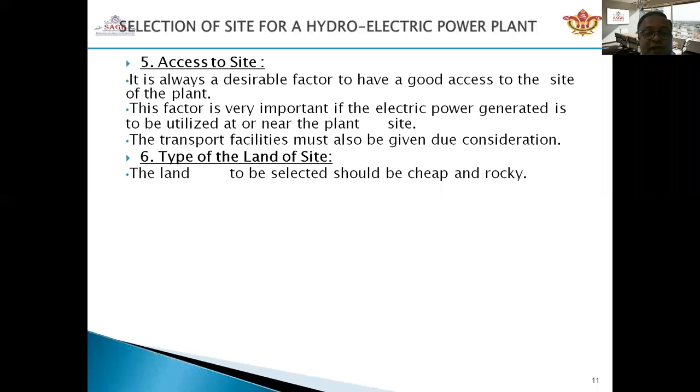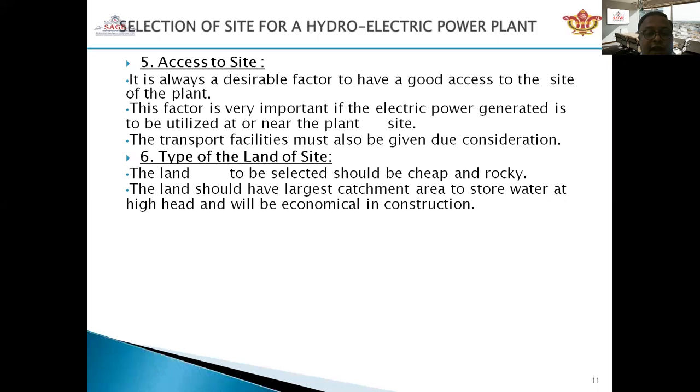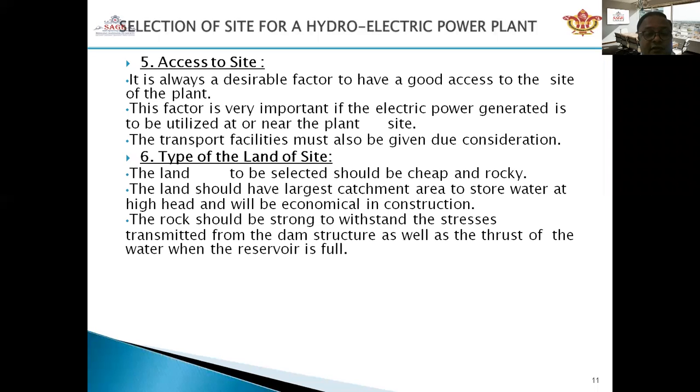Type of the land of the site: the land to be selected should be cheap and rocky. The land should have the largest catchment area to store water at a high head and will be economical in construction. The rock should be strong to withstand the stresses transmitted from the dam structure as well as the thrust of the water when the reservoir is full. The rock should remain stable in all conditions.